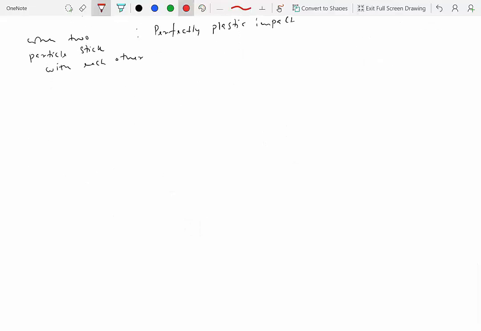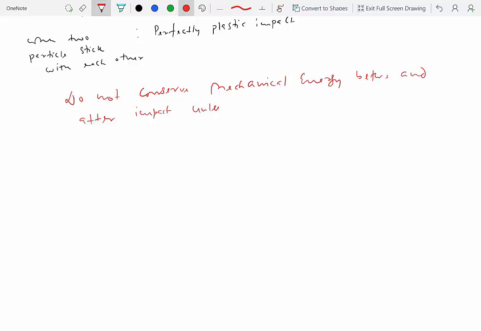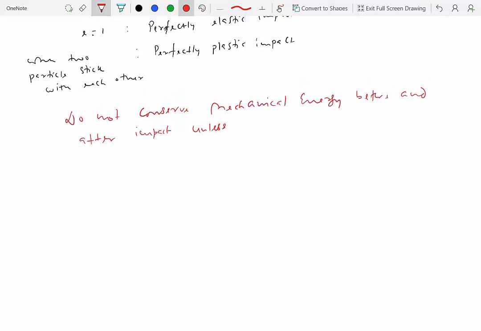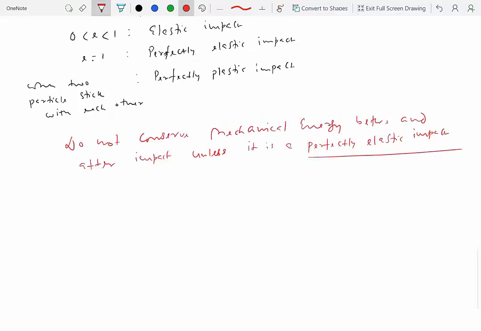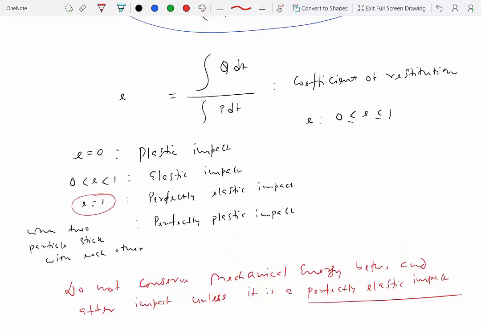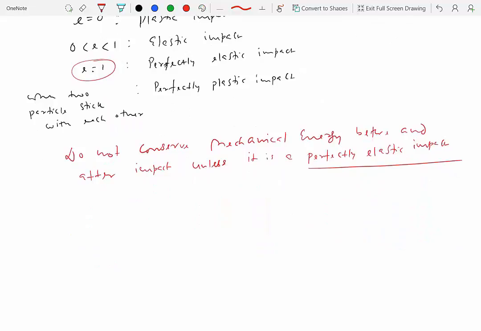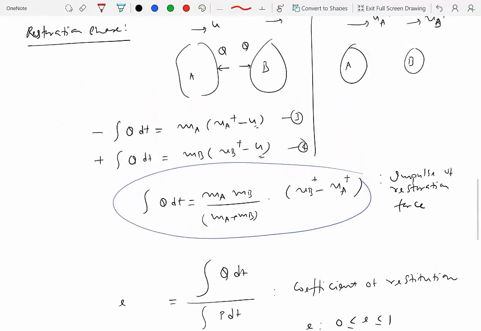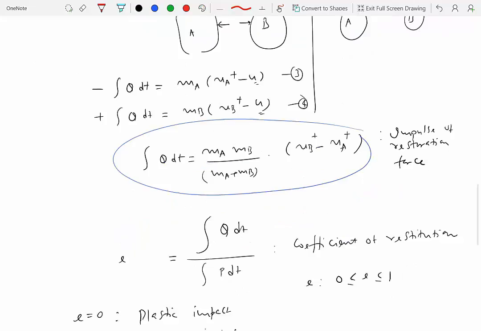So let me write that, because this is important. Do not conserve mechanical energy before and after impact, unless, now this is a special case, unless it is a perfectly elastic impact. So unless the problem says that the impact is a perfectly elastic impact, in which case e is actually equal to 1, right? This is the case when the force of deformation and the force of restitution are such that there is no loss of mechanical energy as such, then only can you apply the conservation of mechanical energy principle. Otherwise, please don't try to equate the kinetic energy of the system before and after the impact, okay? That in general won't be true.